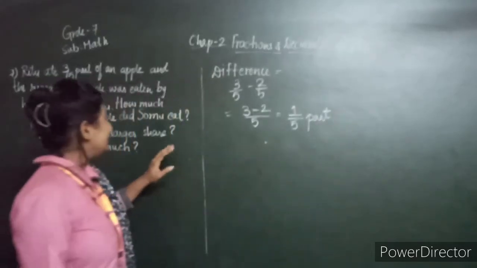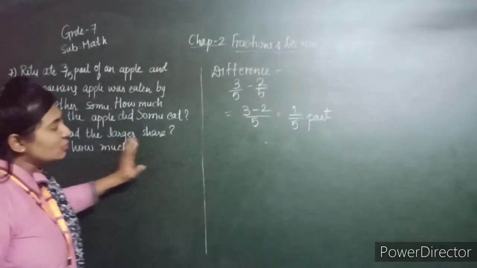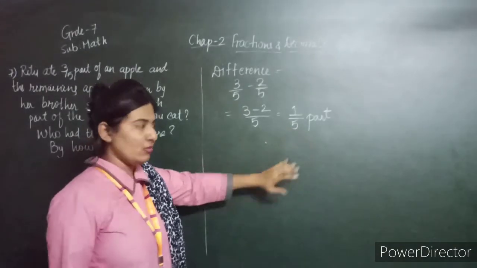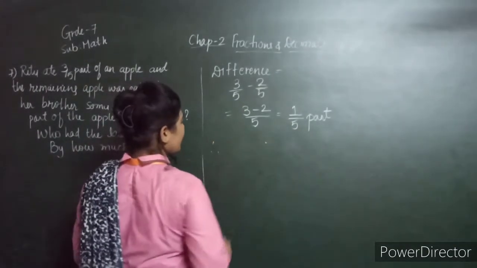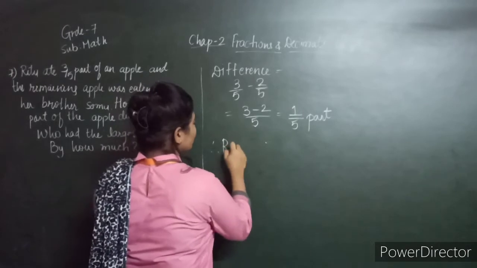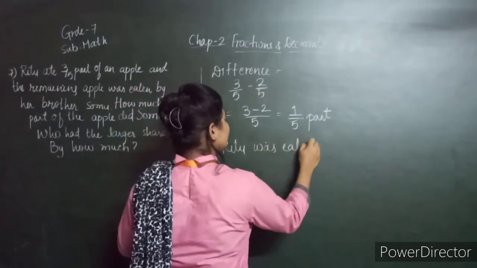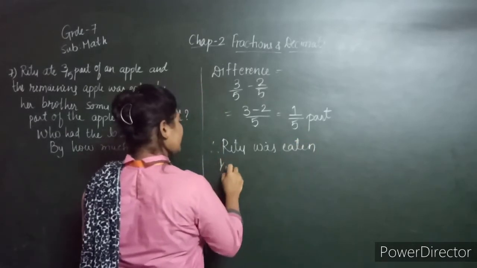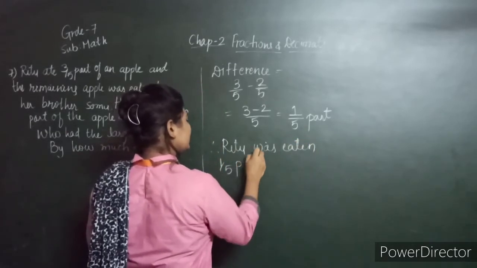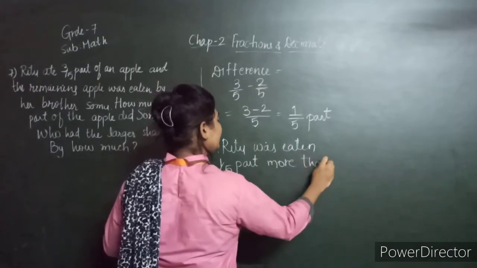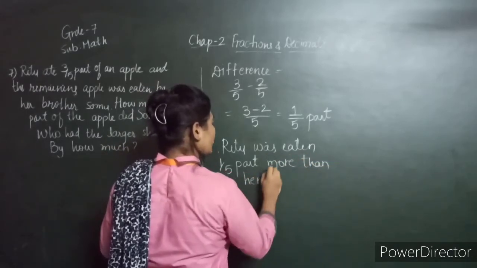So here Ritu ate 1 by 5 part more than Somu. Therefore Ritu ate 1 by 5 part more than her brother Somu.